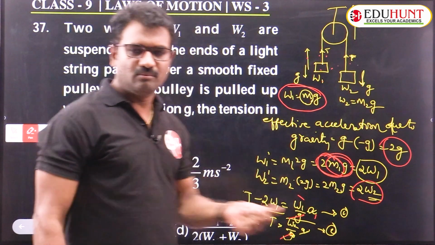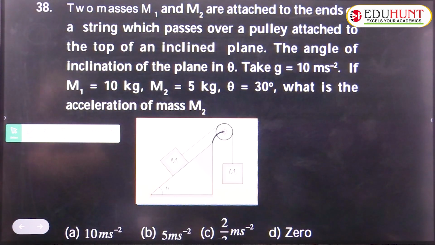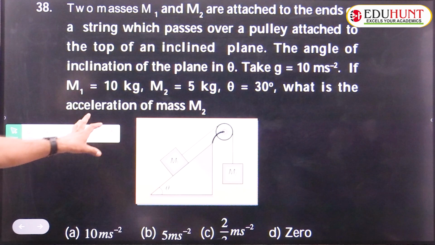Got it? Move on to the next question. Two masses M1 and M2 are attached to the ends of a string which passes over a pulley attached to the top of an inclined plane. The angle of inclination is theta. G is equal to 10 meters per second square. If M1 is equal to 10, M2 equal to 5, theta equal to 30, what is the acceleration of the mass, he is asking.